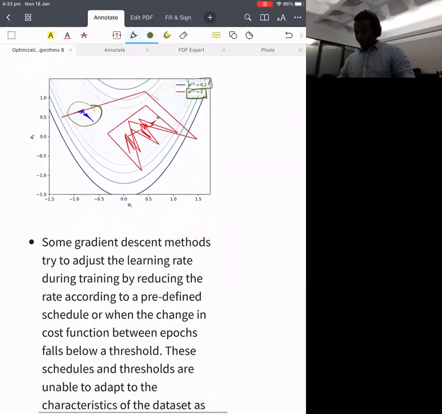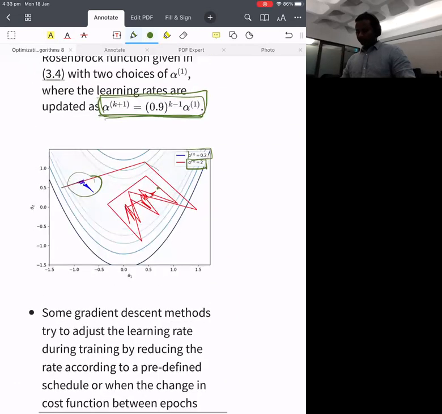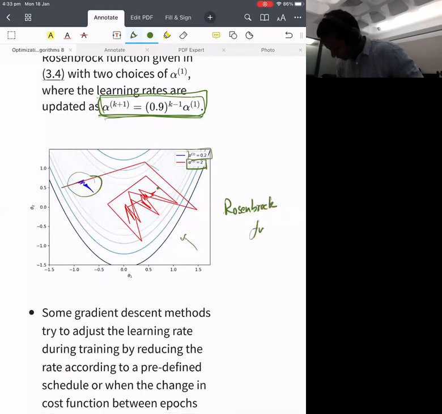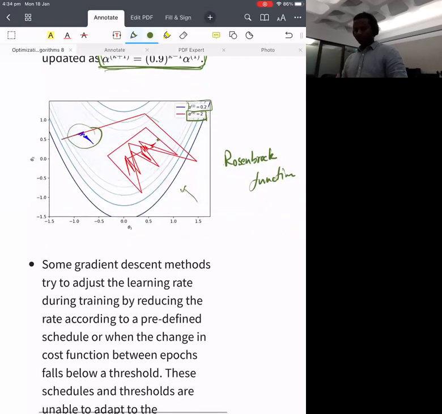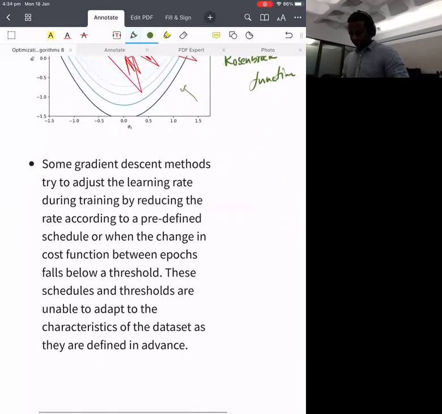Again, this particular function is the Rosenbrock function, which is not quadratic. So applying conjugate gradient becomes very difficult in this case, and we can see similar effects here.